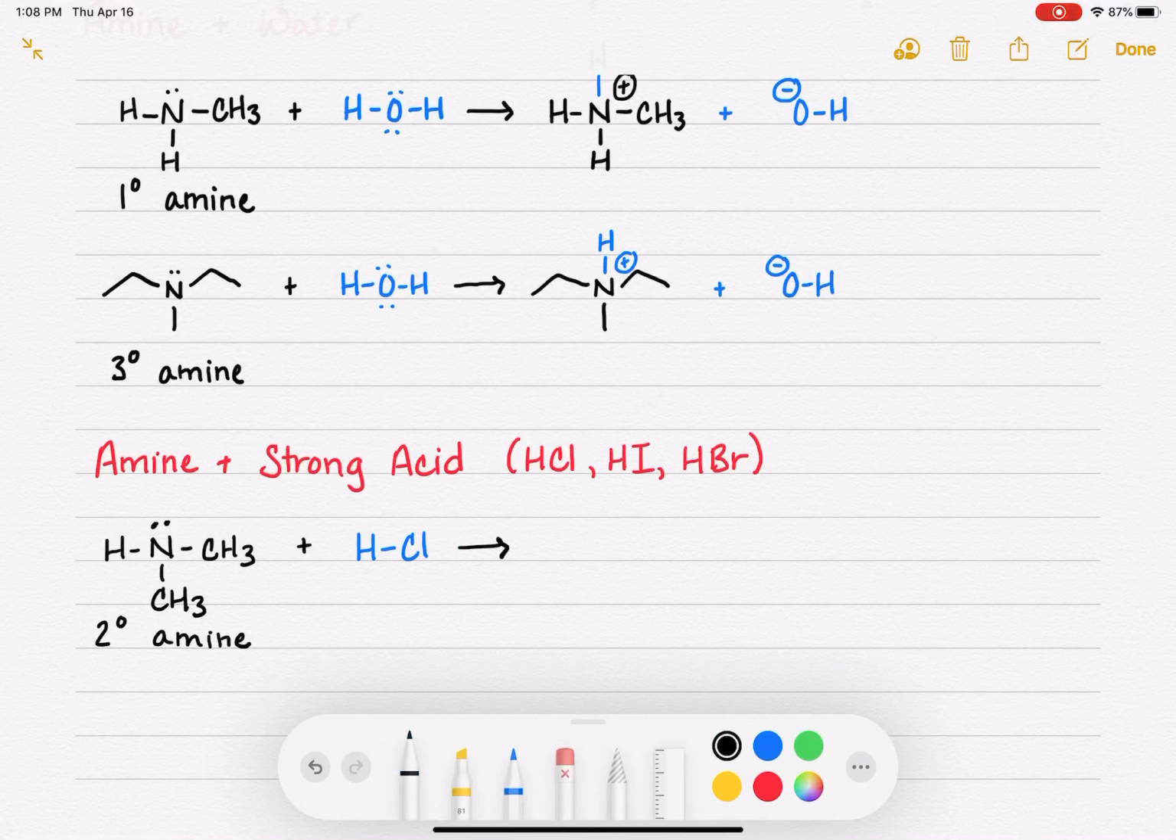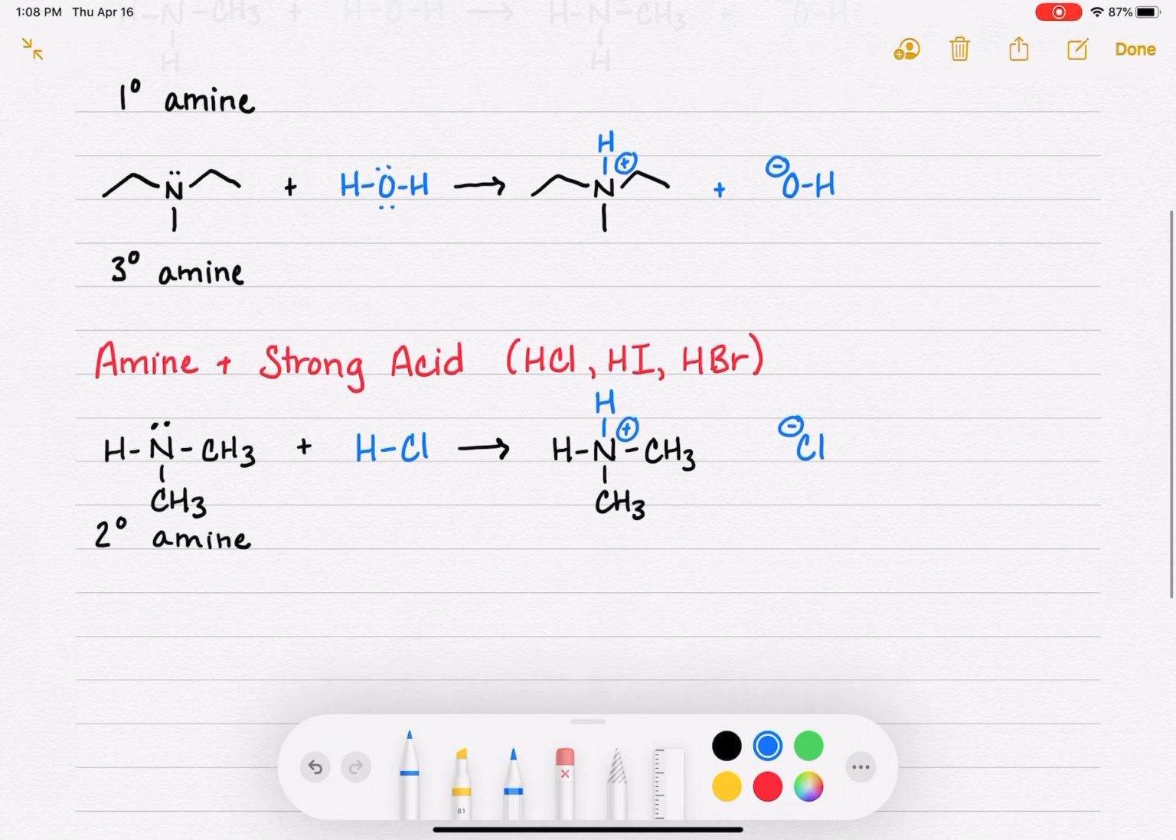Just like with water, the amine does not lose anything. So every part of the amine stays there, plus the hydrogen moves from HCl over to the amine. And that leaves HCl with just the chloride. That's it. Now again, when the hydrogen moves, a positive charge moves with the hydrogen. So the nitrogen gets a positive charge and the chlorine is left with a negative charge.